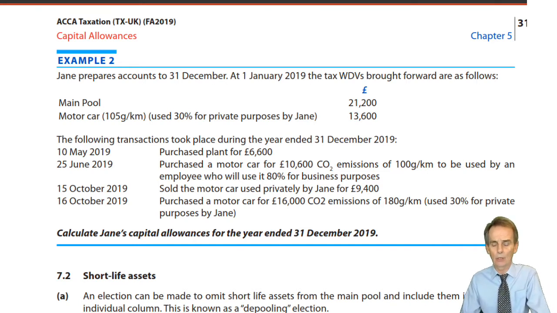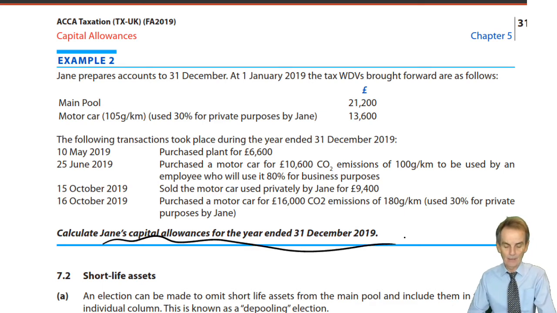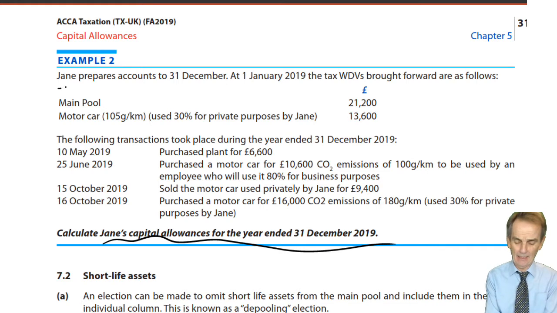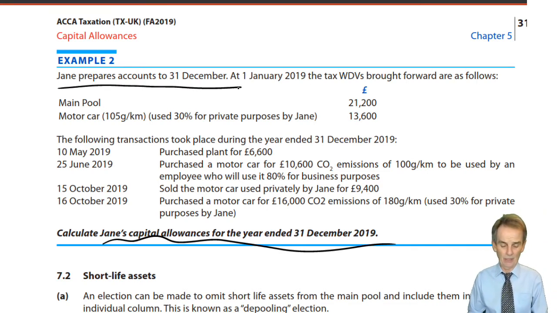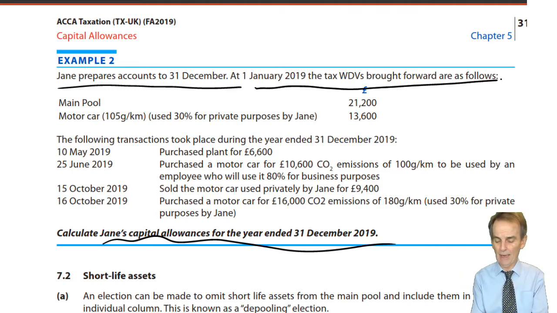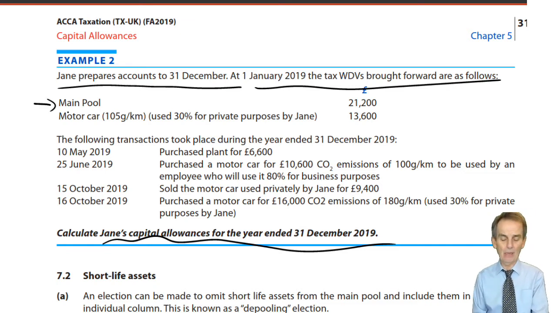You watched me do some examples with you last time, and here, as you can see on your screen, we've got example 2. So what we've got to do, requirement: calculate Jane's capital allowances for the year ended 31 December 19. So Jane prepares accounts to the 31st of December. She is the proprietor of the business. As ever, at the beginning of the period, we'll inherit tax written down values brought forward. On what? Well, as you'd mostly suspect, a main pool. So that will be one column that we need to set up on the CA computation for this period.